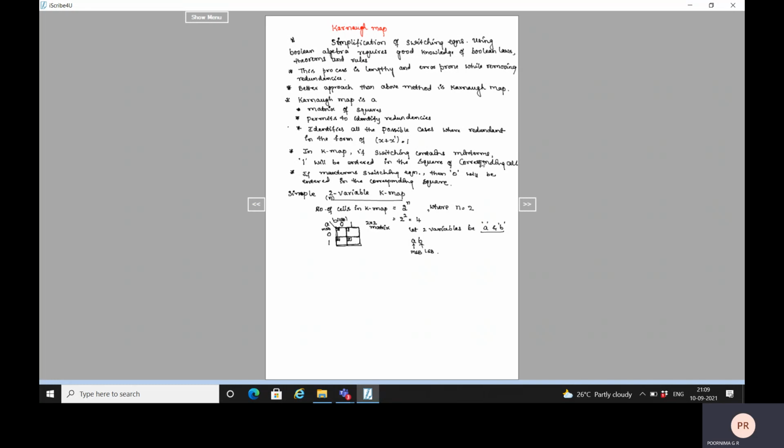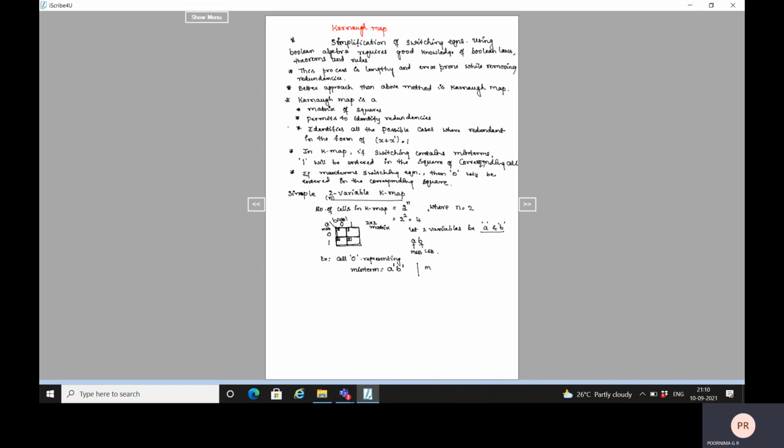The combination of these variable values represents the cell either with the min term or with the max term. Example, let us take cell 0. Cell 0 represents which min term or which max term? A is 0 for cell 0, B is also 0. If cell 0 is representing a min term, then this min term is the product of variables A and B, but both are 0, so that represents A bar, B bar.